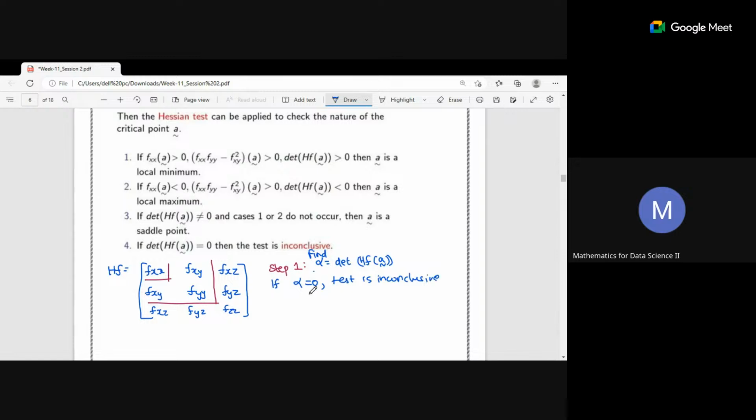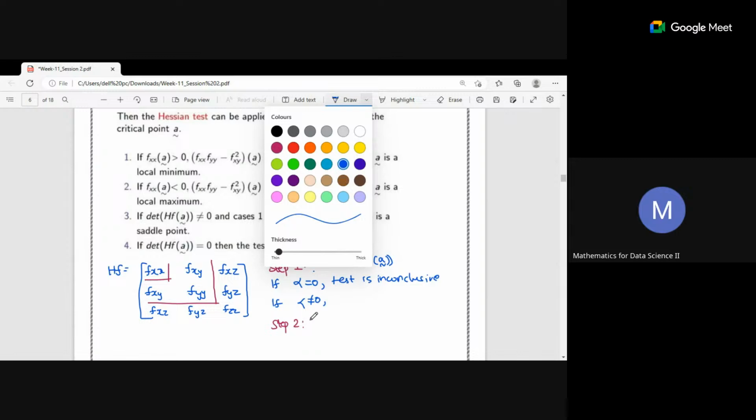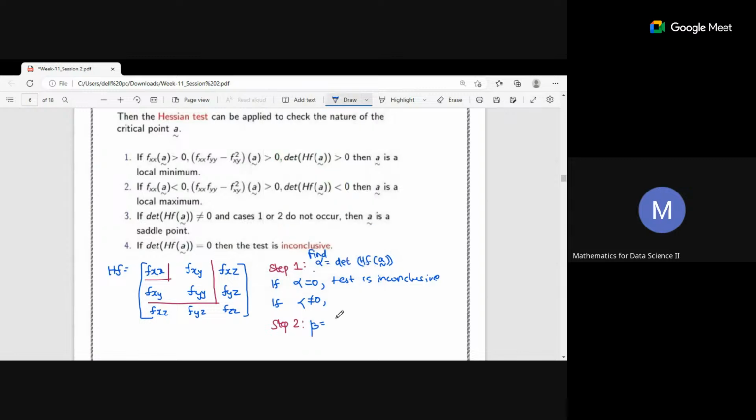Okay, and if your alpha is not equal to 0, then go to step 2. In step 2, let us call this value beta. So beta is now the determinant of this 2 by 2 matrix here: fxx fyy minus fxy squared at A tilde. So find this.